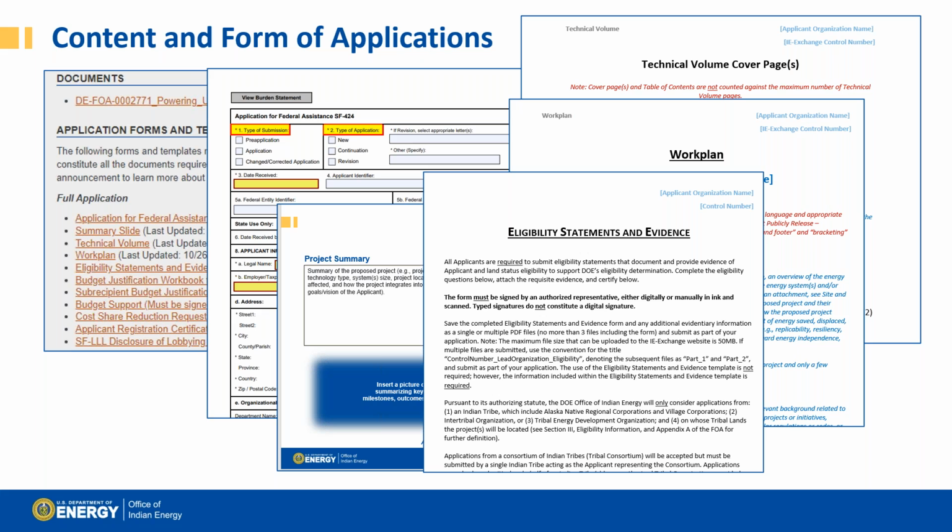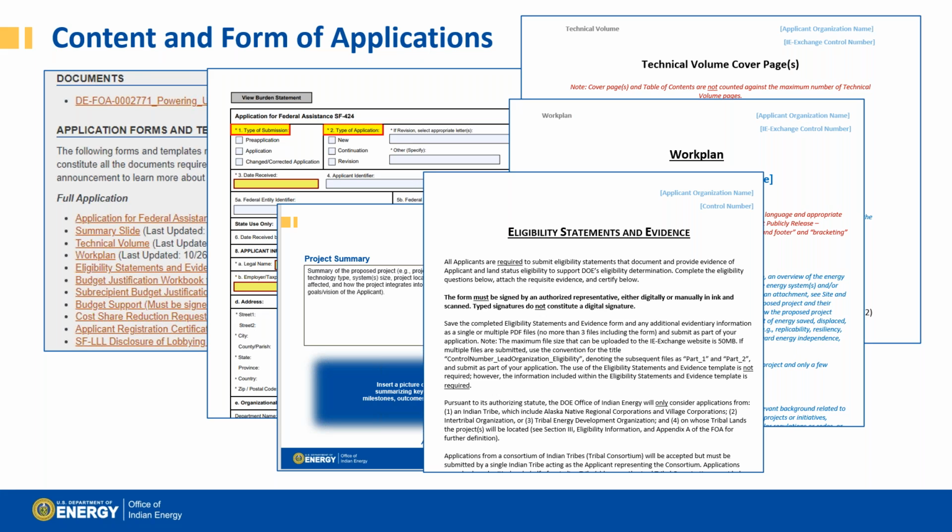Just briefly on the technical volume, it should include a cover page, which is not counted against the 15-page limit, and a table of contents, also not counted against the page limit. The executive summary should be included and is part of the 15-page limit, as well as the project description and outcomes, and the roles, responsibilities, capabilities, and commitment of the tribe, or the applicant, I should say, to the project.